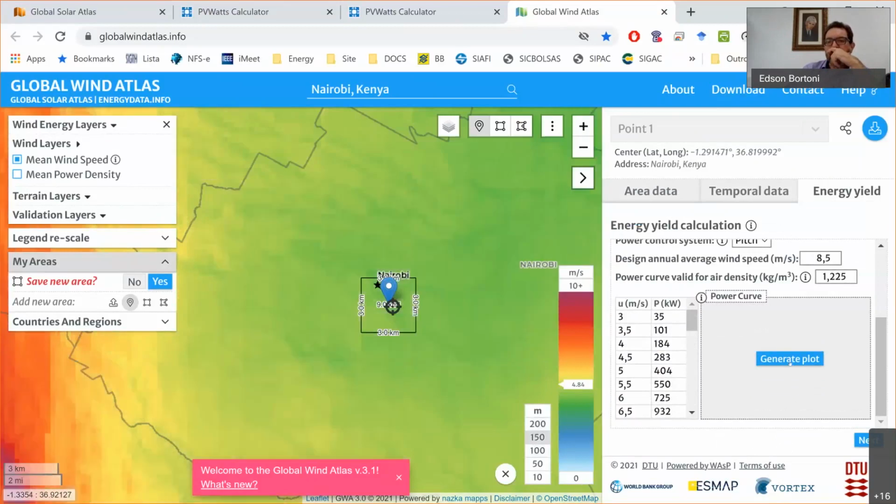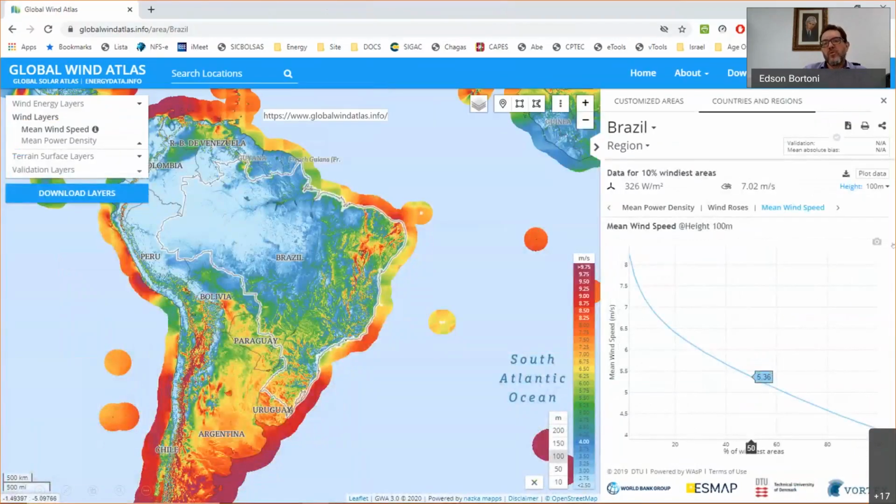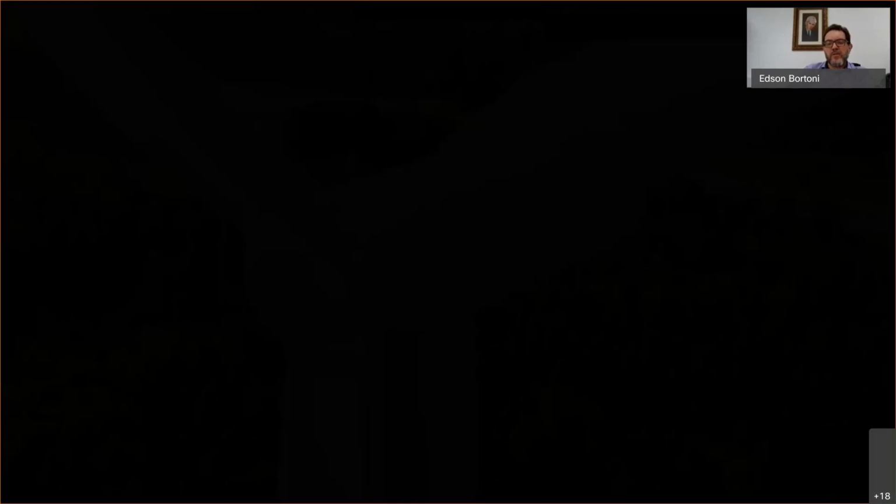Generate plot. Here you have the power I showed to you. Very interesting. Okay, you can look for this data, this Global Wind Atlas, to evaluate the generation capacity. Land-based applications. This is a very nice picture or video.